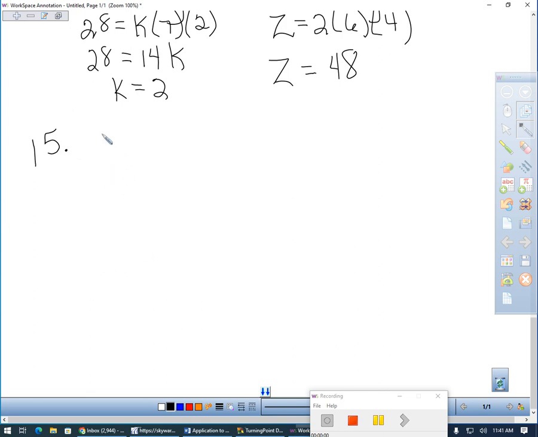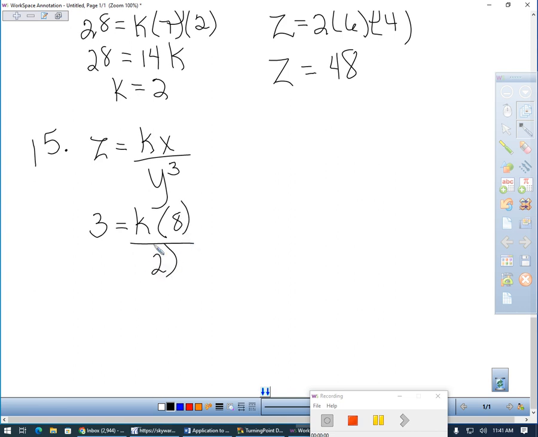Number 15, we have z varies directly with x and inversely with the cube of y. All right, so first thing I have to do is take that data and find k. So x equals 8, y equals 2, and z equals 3. So we have 3 equals k times 8 over 2 to the third. 2 to the third is 8. These actually cancel, and we find out that k equals 3. So we have z equals 3x over y to the third.